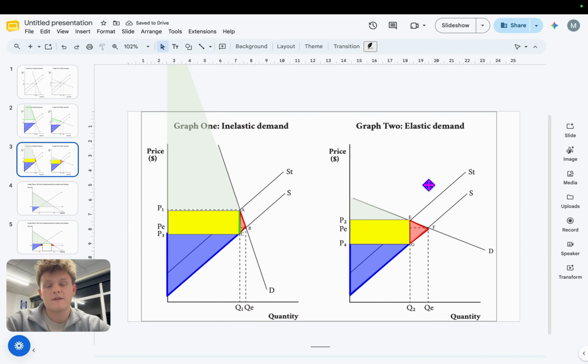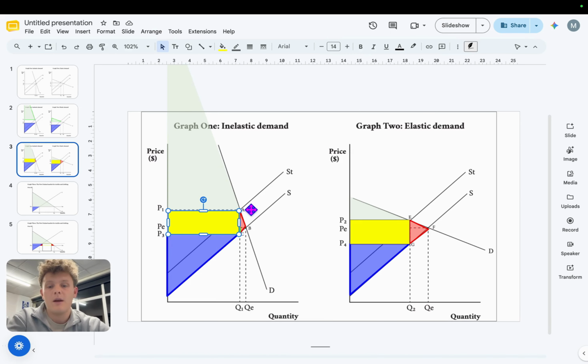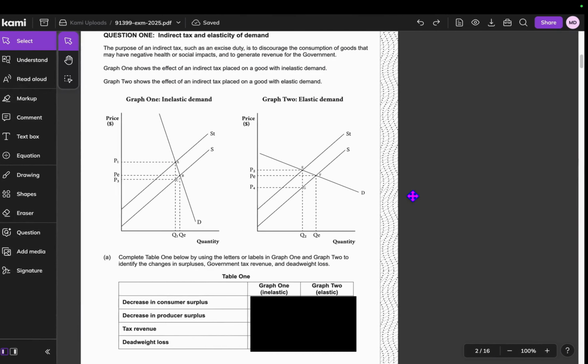And it looks like this. Some of the area lost is gained in tax revenue from the government. So P1, A, C, P3 is gained by the government. But this area ABC is lost and doesn't get transferred anywhere. Or the area EFG is lost as well. And in both those cases, that becomes the deadweight loss. It's the area of surplus not transferred when the government has intervened in the market.